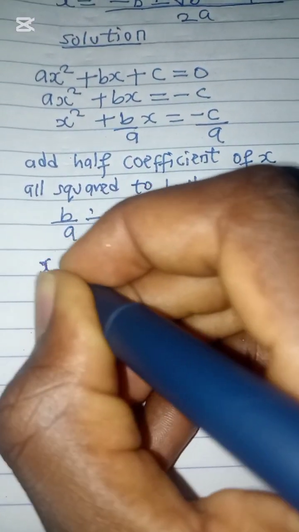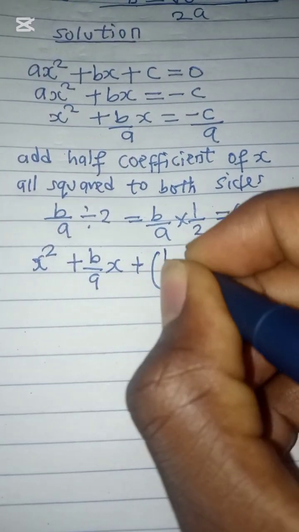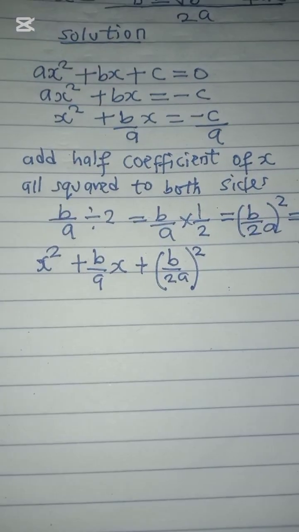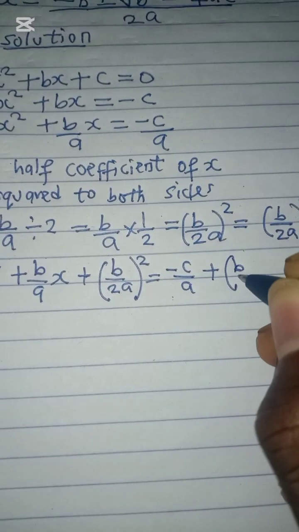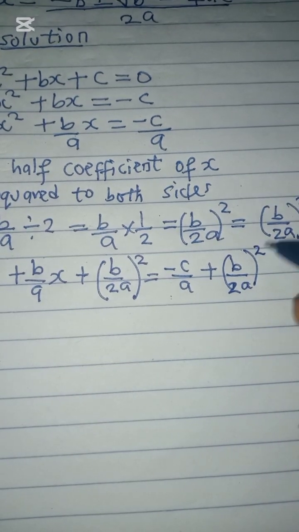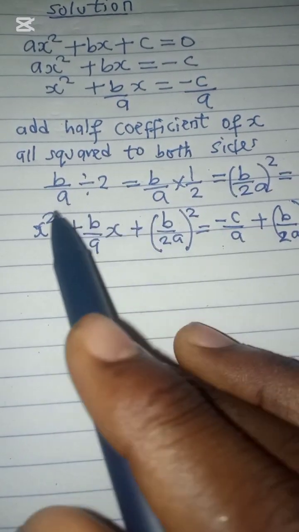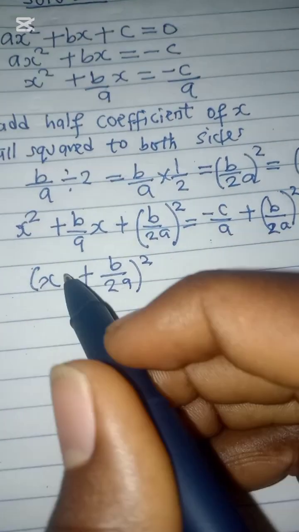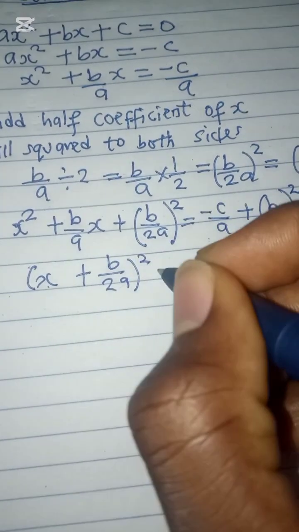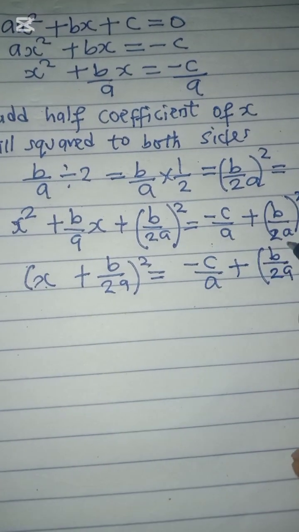So we have x squared plus b all over a x plus b over 2a all squared is equal to negative c over a plus b over 2a all squared. By doing this, we have completed the squares, and what we have on the left hand side is factorizable, and in fact it is the same thing as x plus b all over 2a all squared. So we have x plus b all over 2a all squared is equal to negative c all over a plus b over 2a all squared.